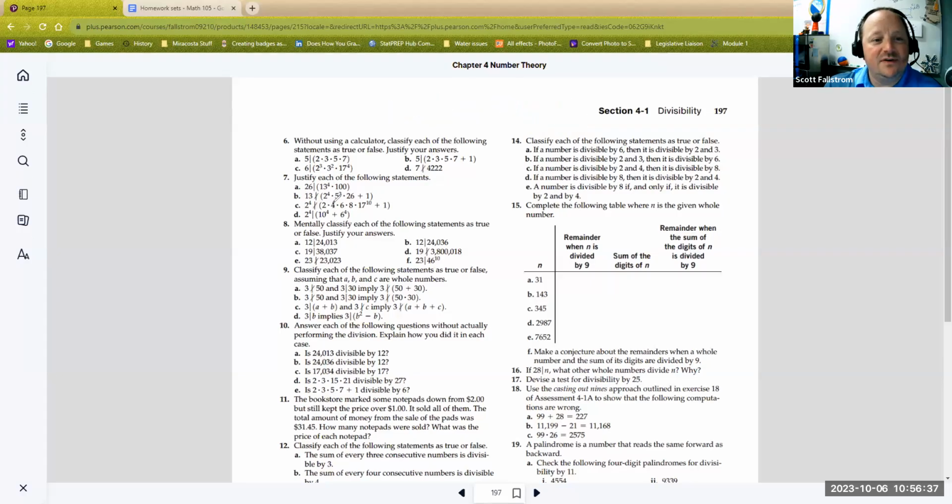Now it says justify the statement. So now it's giving you a statement that is true and you have to provide justification. Very similar to what you were just doing, you just have to provide why this one is true.